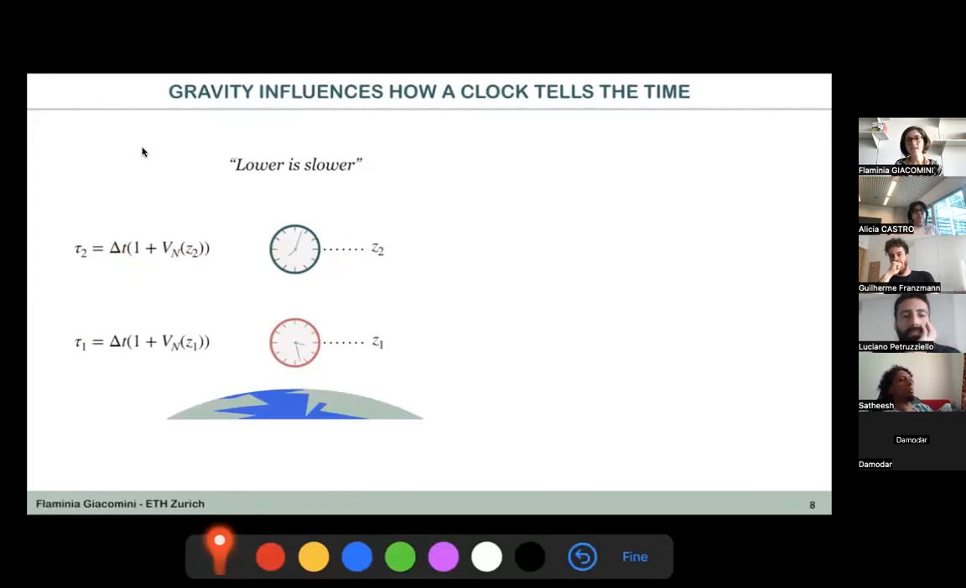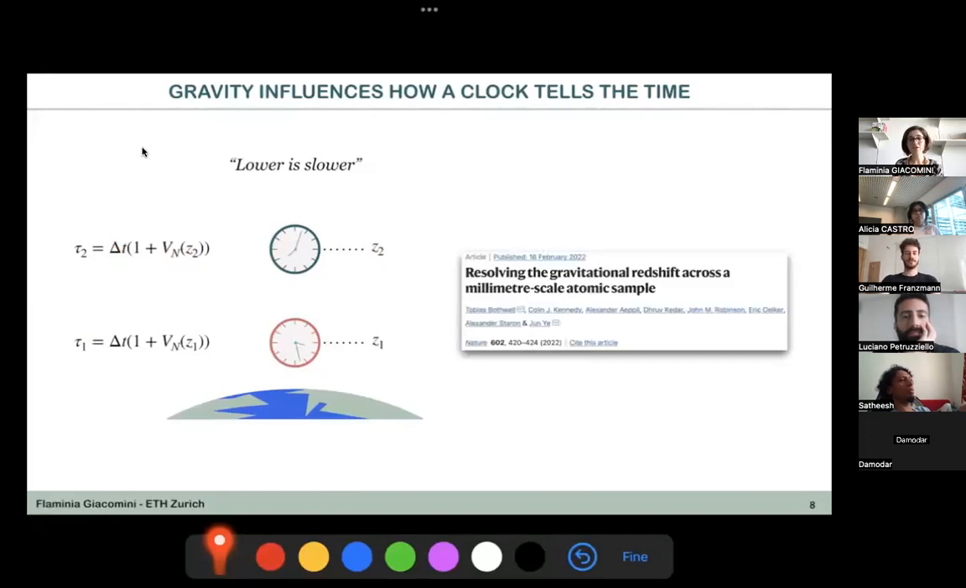And this effect is known. Experiments measured it, and they measured it extremely precisely. As far as I know, the record that there is now is this paper from last year, where they put atomic clocks and measured their gravitational time dilation when they put them 1 millimeter apart, one from the other. So it's something that people have measured extremely precisely.